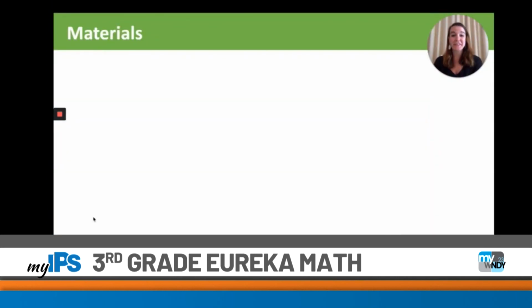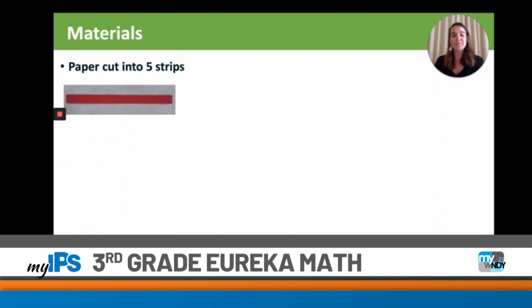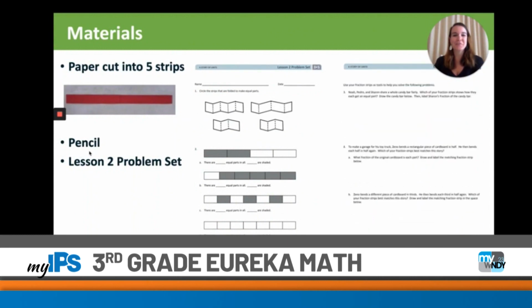Here are some of the materials that you're going to need for our lesson today. First, you're going to need paper cut into 5 strips, something like this. It doesn't matter what the strips look like as long as they're the same size. You're going to need a pencil and your Lesson 2 problem set. If you didn't bring your book home, don't worry. Look where you found the videos and you'll see access to these pages right there. Go ahead now and pause the video so that you can gather your supplies and press play when you're ready to continue learning.